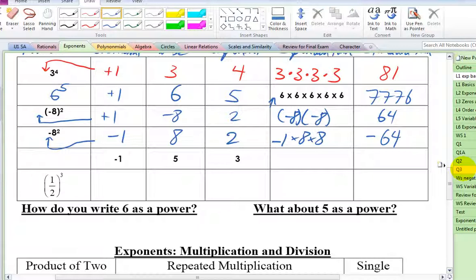Okay. So what do we do here? -1 coefficient, base is +5. Here's your 5. And the negative sign just goes in front. No brackets. -1 times 5 times 5 times 5, -125. Okay.